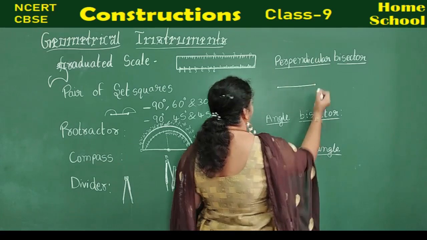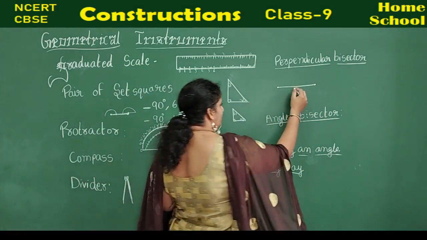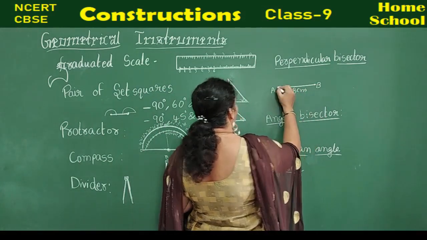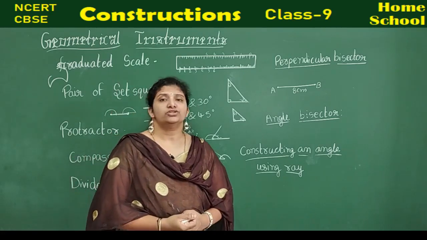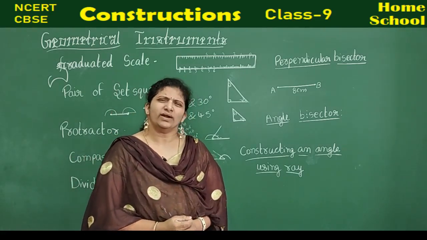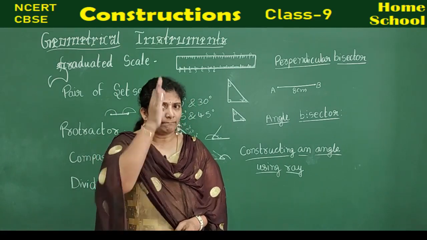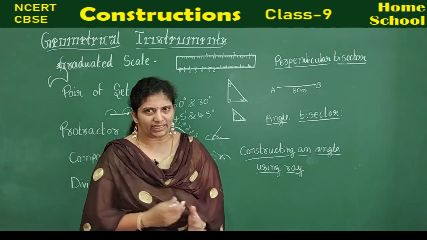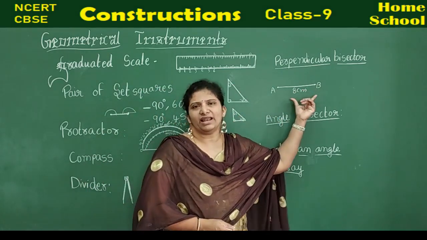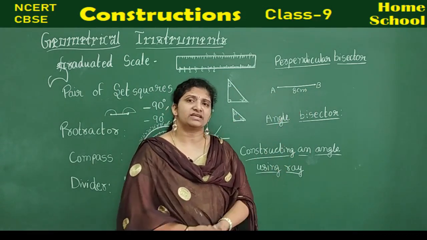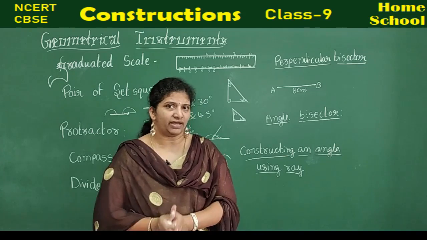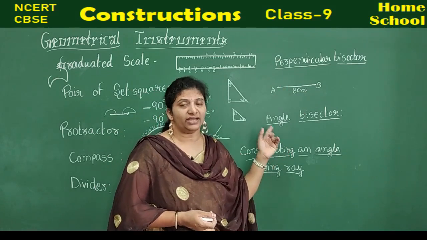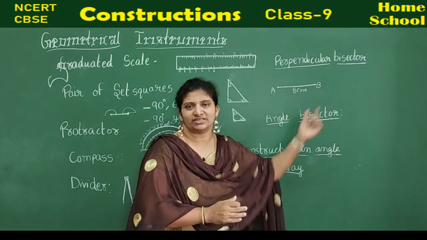Let's have a hint of the bisectors here. I'm going to take a line segment of length 8 centimeters. Mark points A and B on the endpoints of your line segment. Draw a perpendicular bisector. What is the meaning of perpendicular bisector? Perpendicular: 90 degrees. Bisector: it divides equally. Whereas we have taken a line segment, what will a perpendicular bisector do? It divides the line segment equally. Suppose it is 8 centimeters, right? When a bisector is drawn, it will be divided into 4 and 4 centimeters.